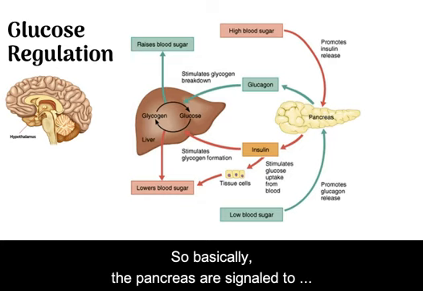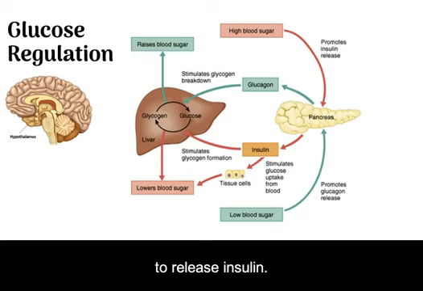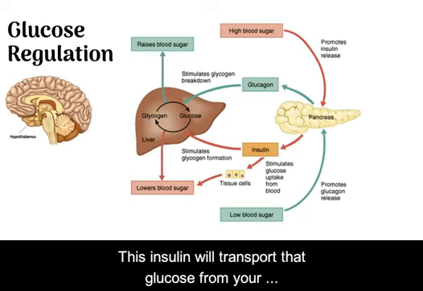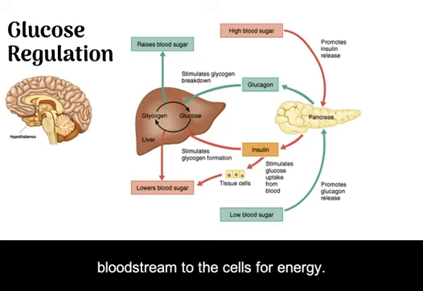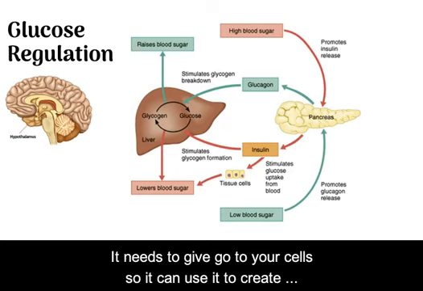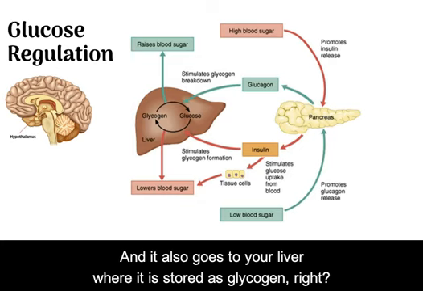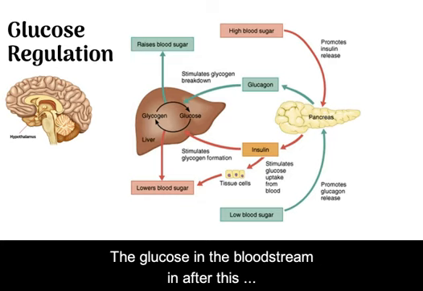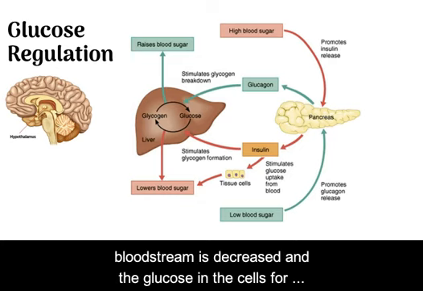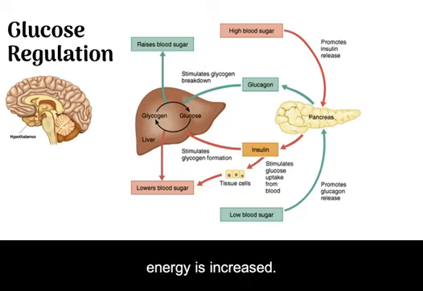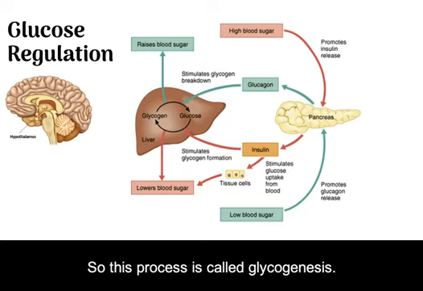So basically, the pancreas is signaled to release insulin. And this insulin will transport that glucose from your bloodstream to the cells for energy, because that's where the glucose needs to be. It needs to go to your cells so it can use it to create ATP for energy, right? It goes to your muscles for muscle glycogen, right? And it also goes to your liver, where it is stored as glycogen, right? After this happens, the glucose in the bloodstream is decreased and the glucose in the cells for energy is increased. So this process is called glycogenesis.